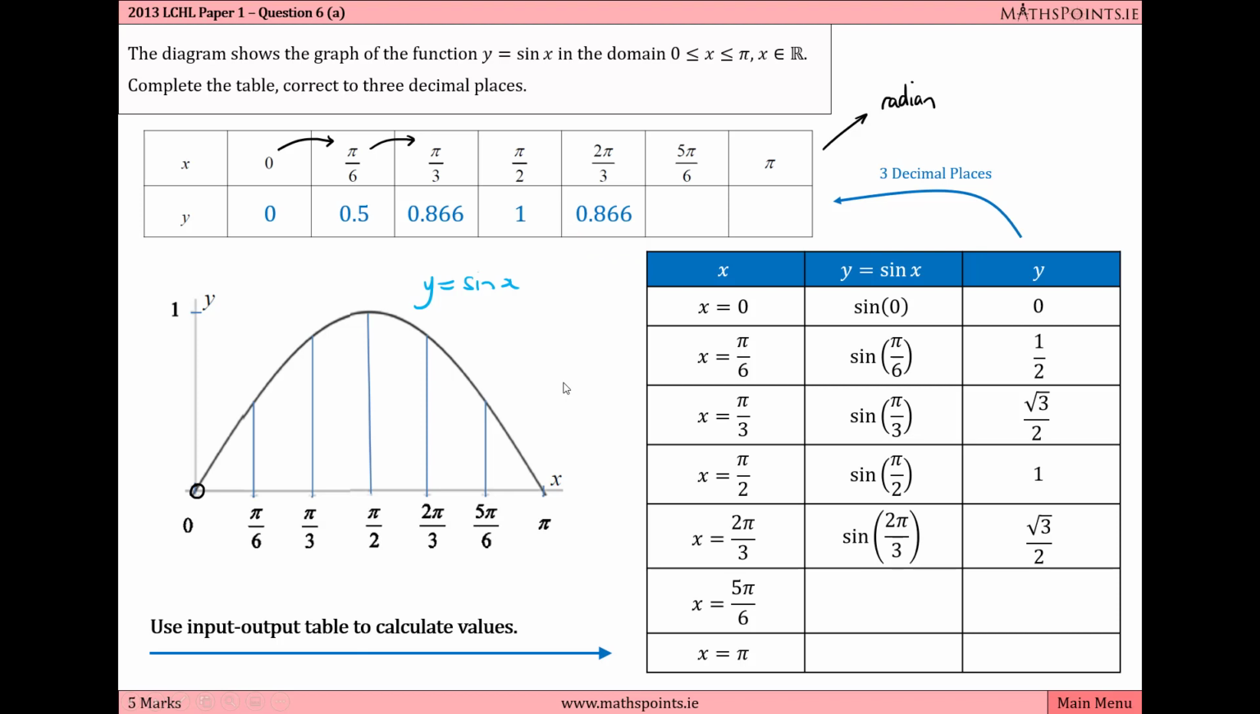When x is equal to 5 pi over 6, y is equal to the sin of 5 pi over 6, which is equal to a half, or 0.5. And finally, when x is equal to pi, y is equal to the sin of pi, which is 0. And again, we can see at the end, when x is equal to pi, y is equal to 0, which is our final y value for the table.